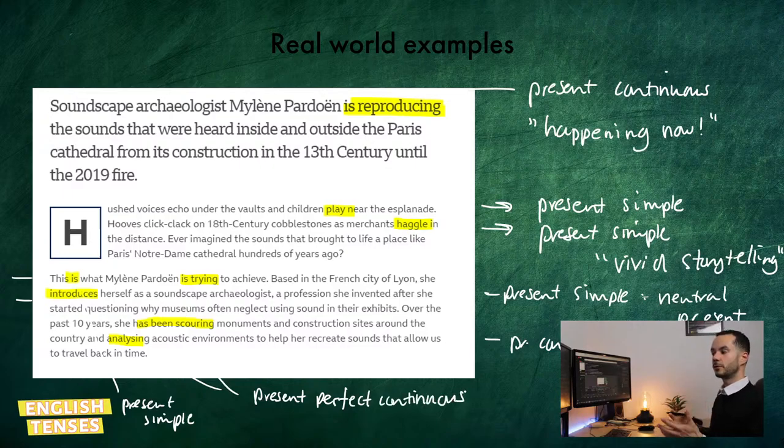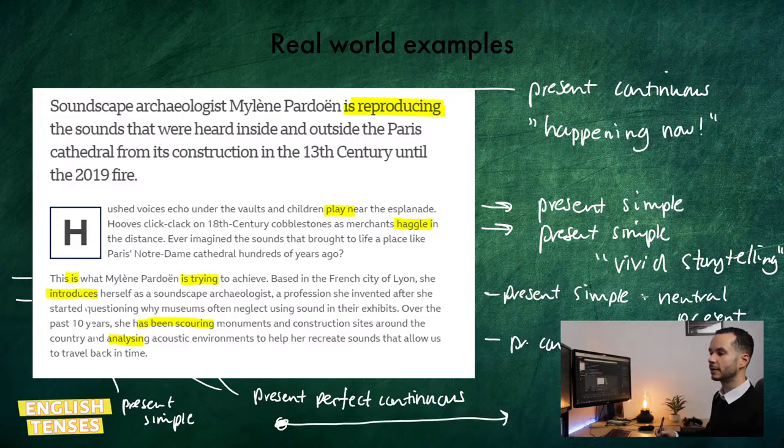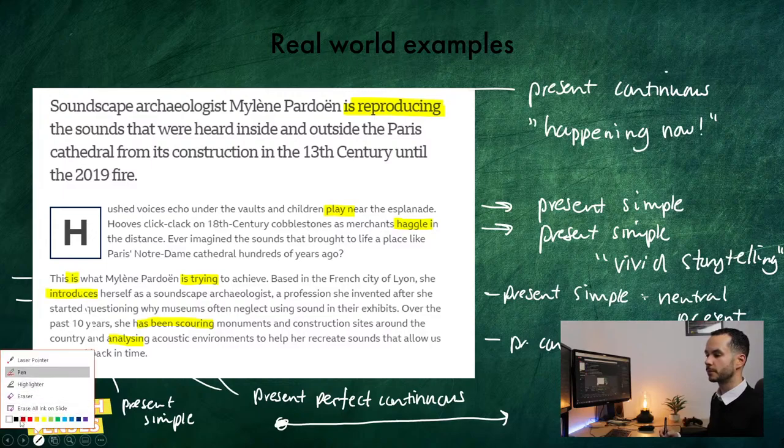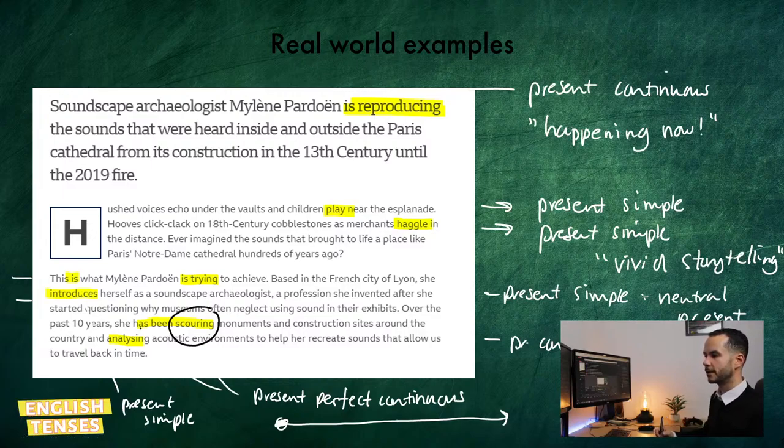And these present perfect continuous forms are used because it started in the past, right? So she started analyzing at some point and she's still analyzing, she's still doing that. So again, it focuses on duration. So the duration thing is key here. Right, she started at some point, she's still doing it. She's still analyzing, she's still scoring monuments. Right, so these are nice examples of present continuous, present simple, and present perfect continuous.